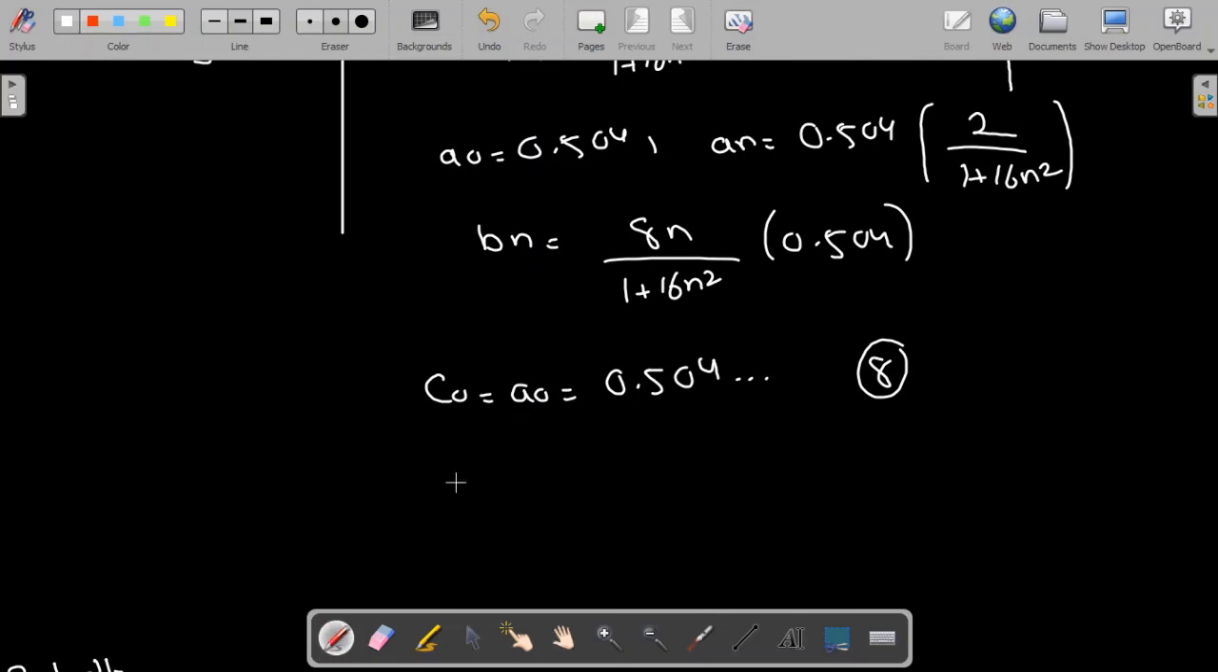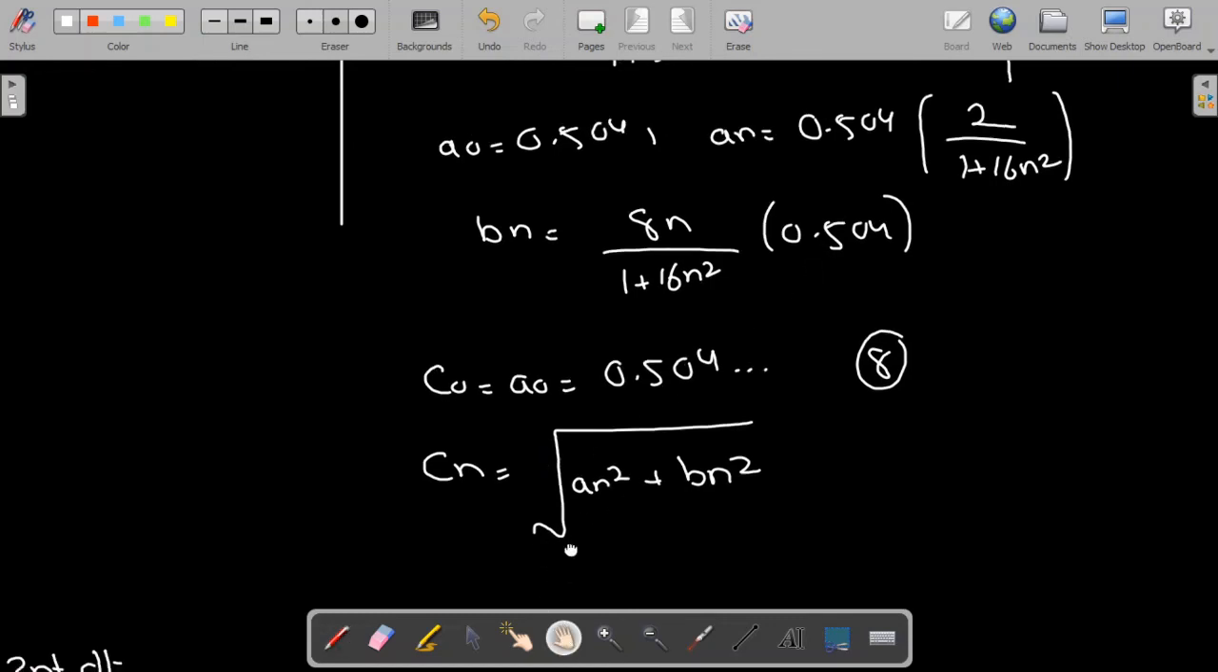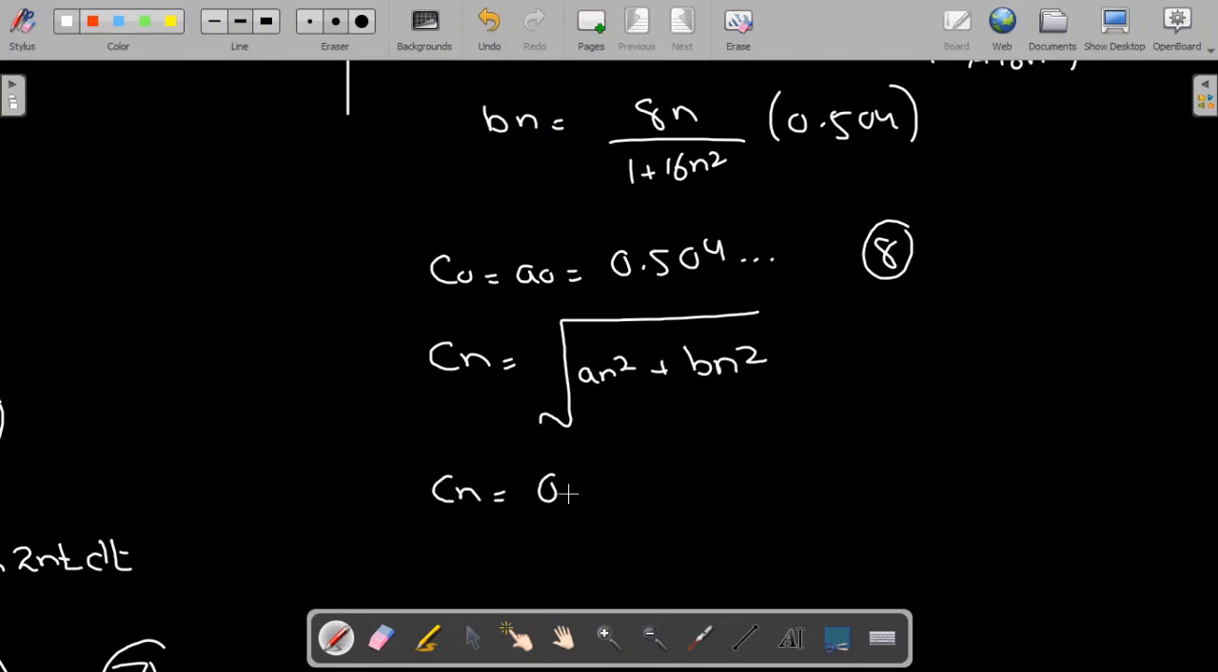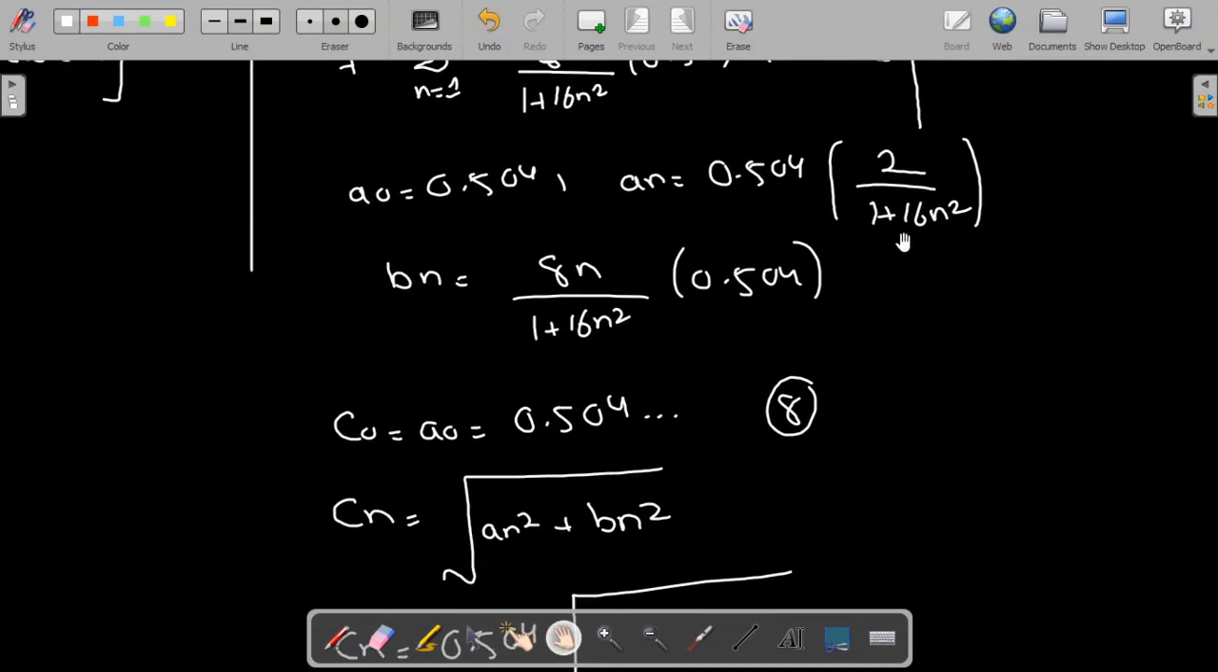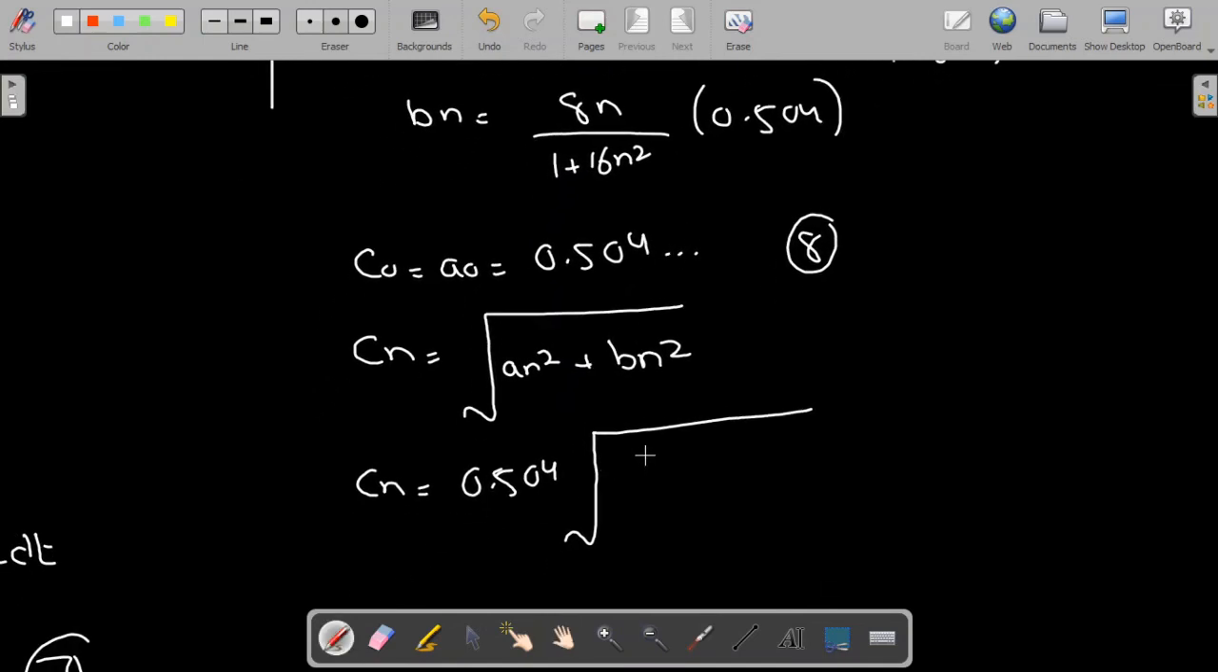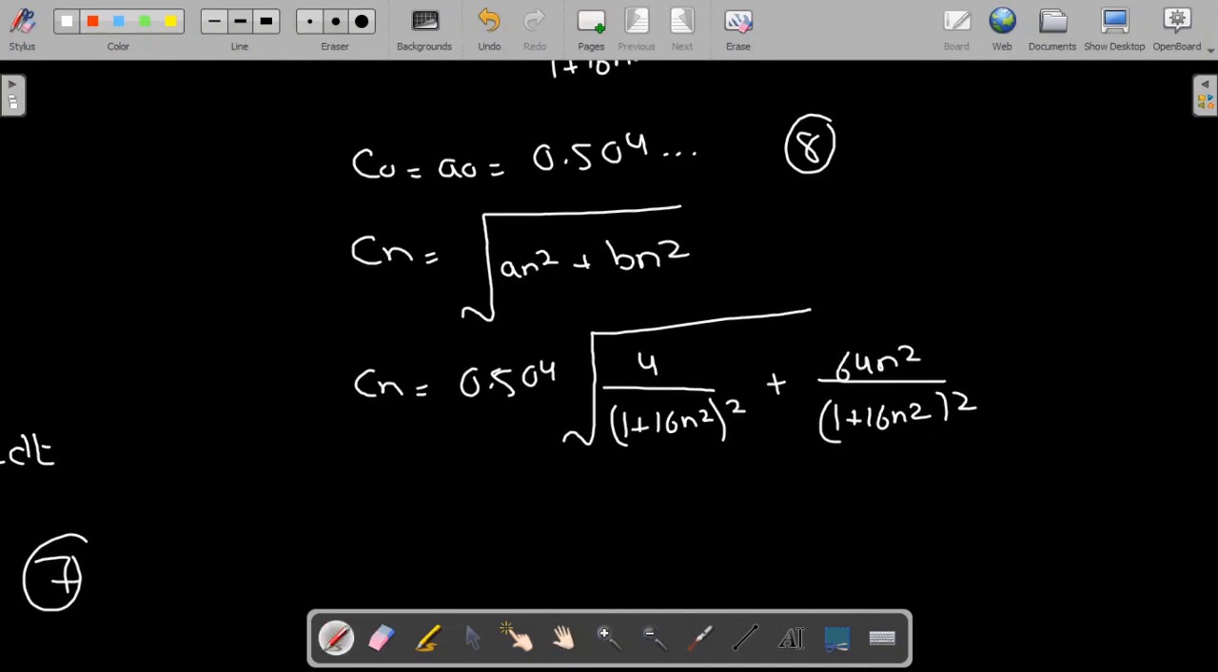And then after c naught, I have cn, and cn is equal to the square root of an square plus bn square. an is my this thing, and bn is my this thing. So we have 0.504 and 0.504. They both will be multiplied, and when the under root is taken, they will come out of this under root. So we are going to have cn is equal to 0.504 times the square root of an square, which is 2 square, that is 4, divided by 1 plus 16n square into whole square. And then we have this square, which is 64n square, since 8n square is 64n square, and we are again going to have 1 plus 16n square square. And this is under root.